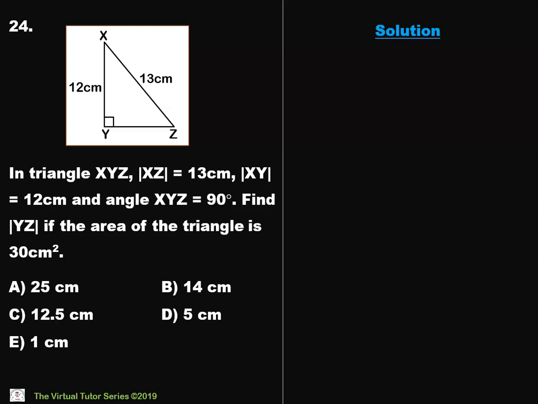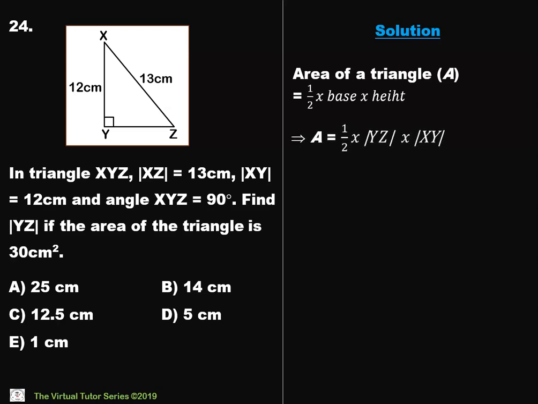The area of a triangle is given by the formula half times the base times the height. In the given triangle, the base is YZ and the height is XY. Therefore, the area of triangle XYZ is 1/2 times the length of YZ times the length of XY. But we know the area to be 30 centimeters squared and the length of XY to be 12 centimeters. We therefore substitute the known values into the formula and solve for the length of YZ.